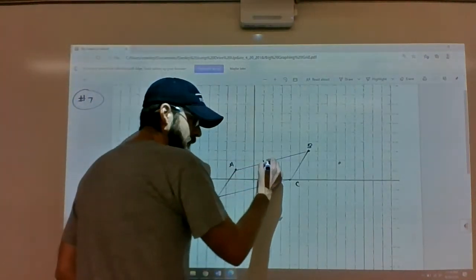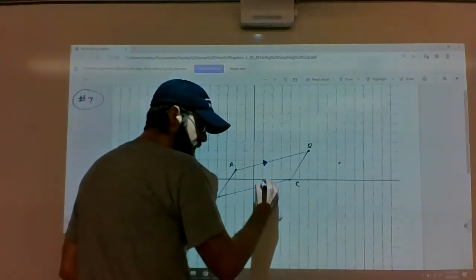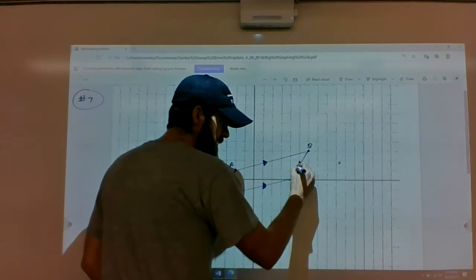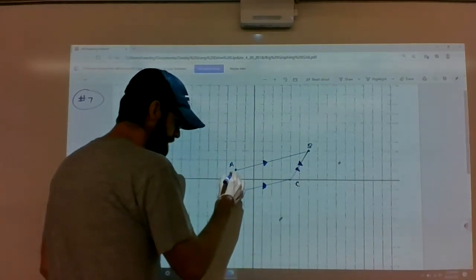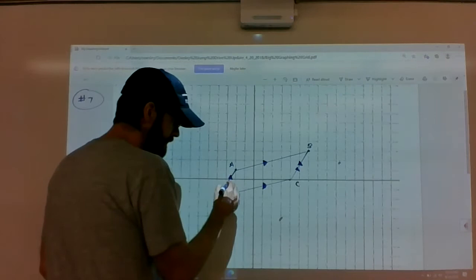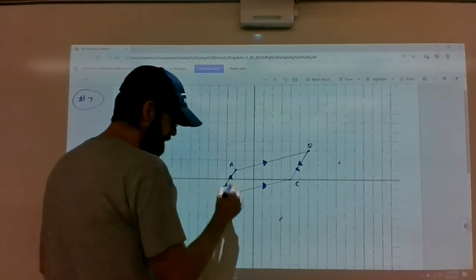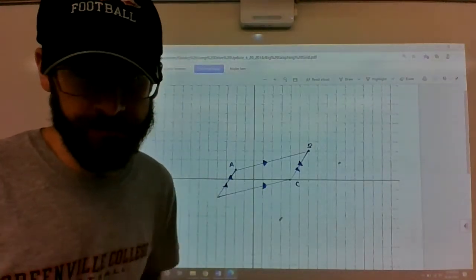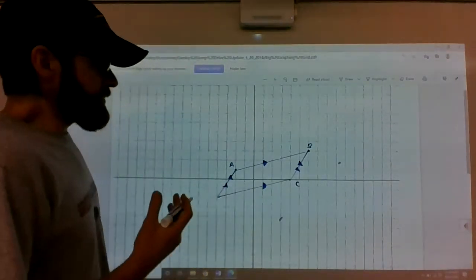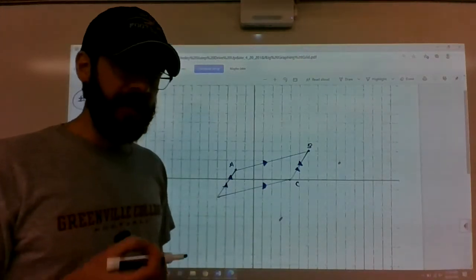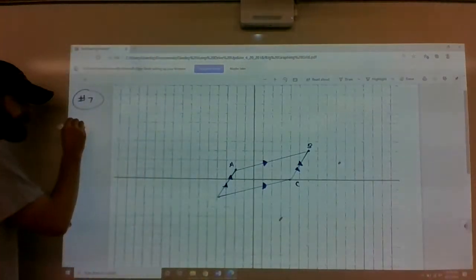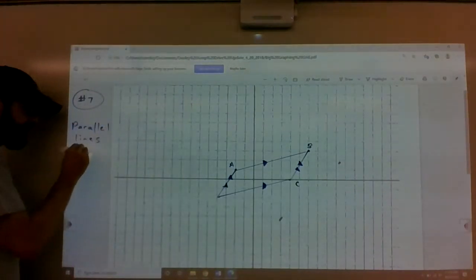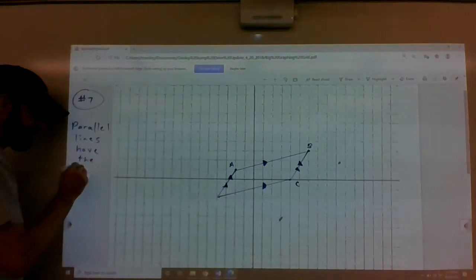So if you remember that little symbol, it was the little triangle. We need to prove that these two are parallel and that these two lines are parallel to one another. Like that. Those are the symbols for parallel. So, what do we know about parallel lines? Well, we should know that parallel lines have the same slopes.